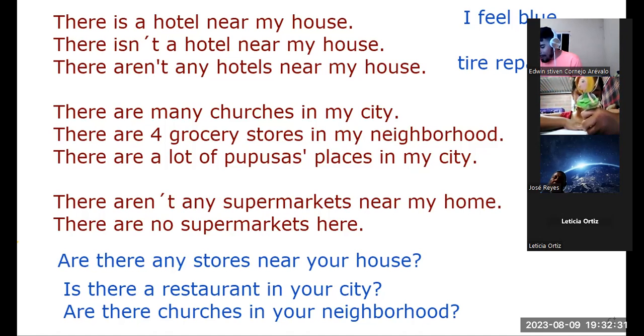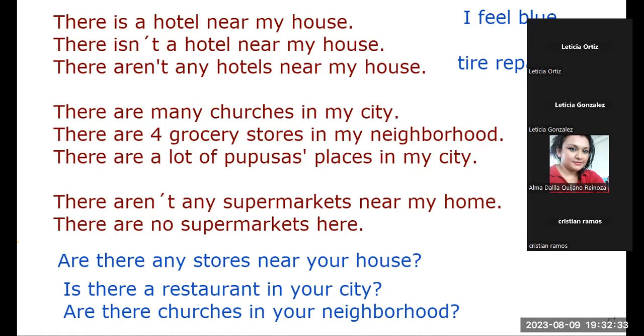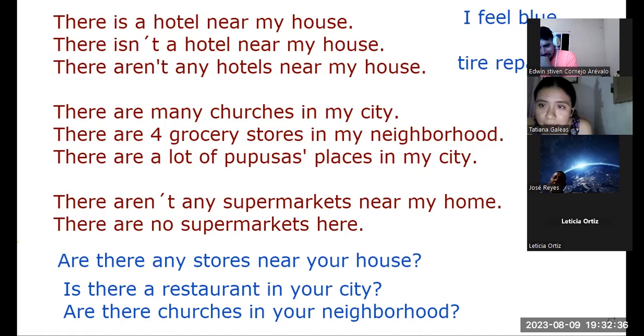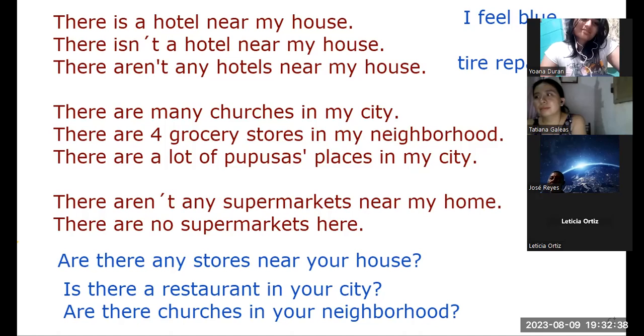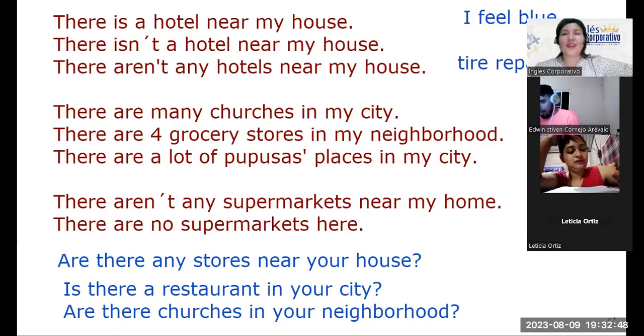Okay, let's see. I won't call on Mr. Edwin because he's eating. Leticia Ortiz, go ahead. There is a park near my home. There is a bakery near my home. Very good. There aren't any pupusa places near my house, okay?